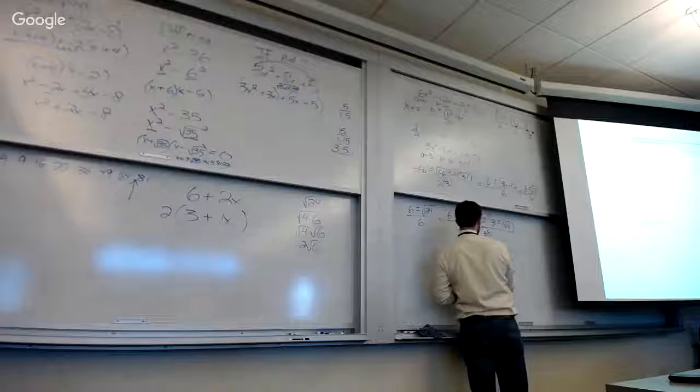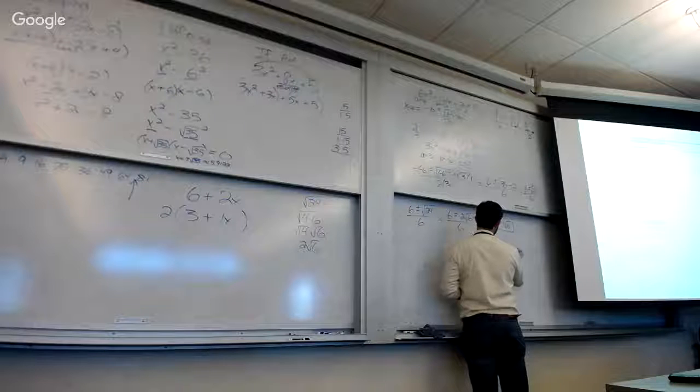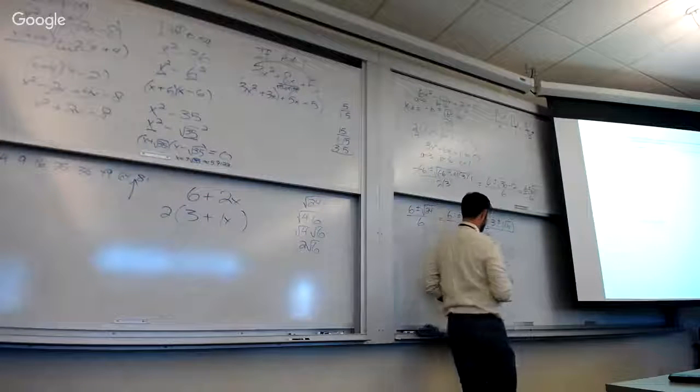And now we are absolutely done. The numerator is just 3 plus or minus root 6, and the denominator is just 3.